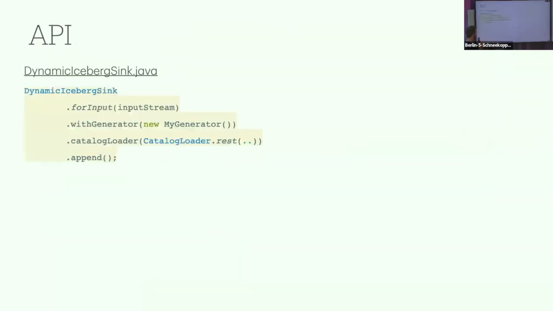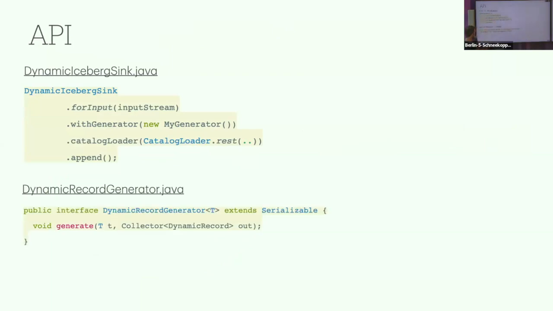So let's take a look at the API. It looks very similar to the existing Iceberg sink. You specify your input, you have your generator, you have your catalog loader, and there are some more options, but stick with those for now. Then there is the generator function. This might be a little bit too small, but it's basically just one interface to implement where you have your input type, and then a collector, that's a Flink thing, of dynamic records, so you can emit 0, 1, or more dynamic records.